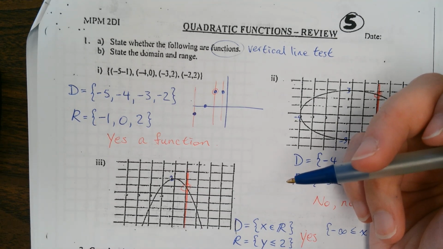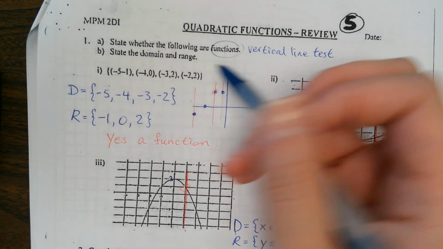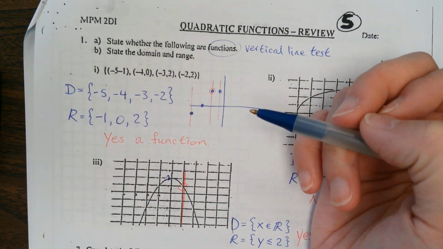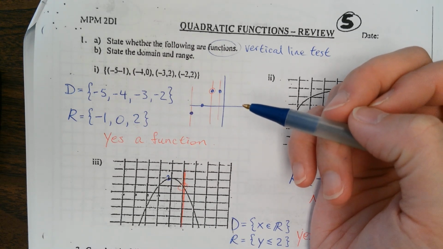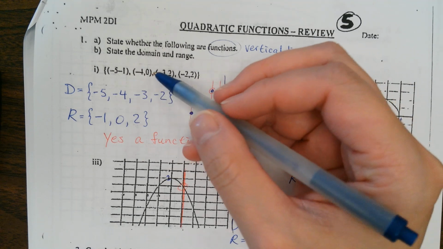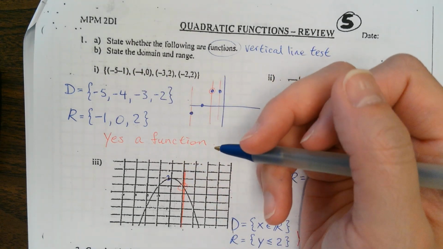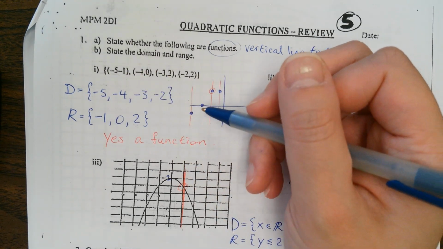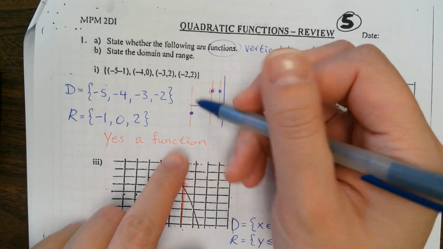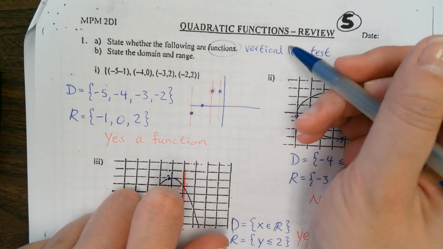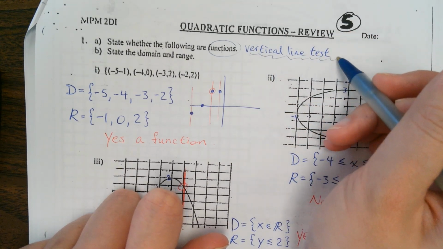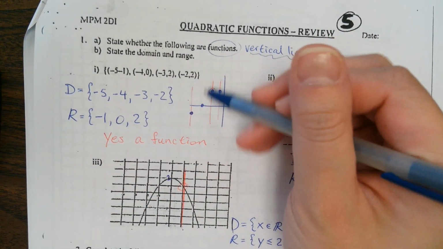So how do you know that all 4 of those coordinates make a line? They don't. If it's a line, it would be a linear equation. No, it's just the 4 dots. The red lines were the vertical line test. It's not part of the graph.